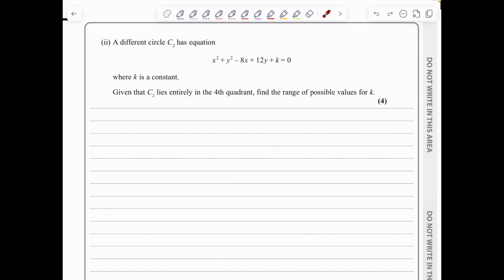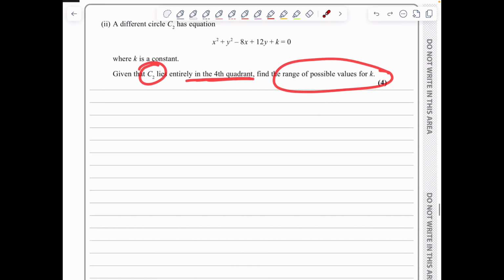In part II, we've got a different circle C2 given here in terms of k, which is a constant. Now we are told that C2 lies entirely in the fourth quadrant, and we need to find the range of possible values for k. So once more, I will start by completing the square.